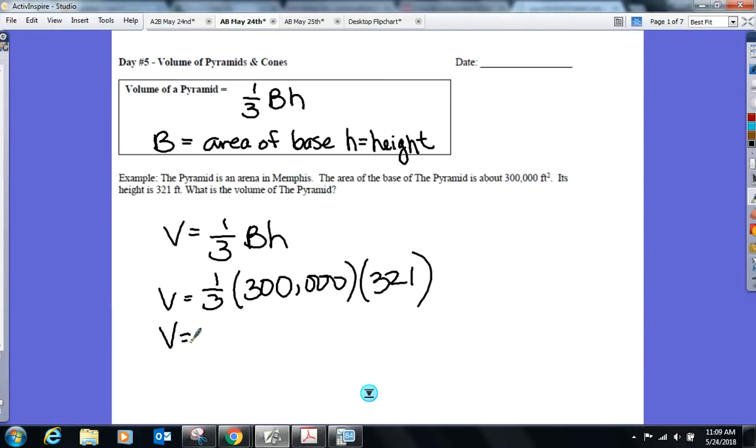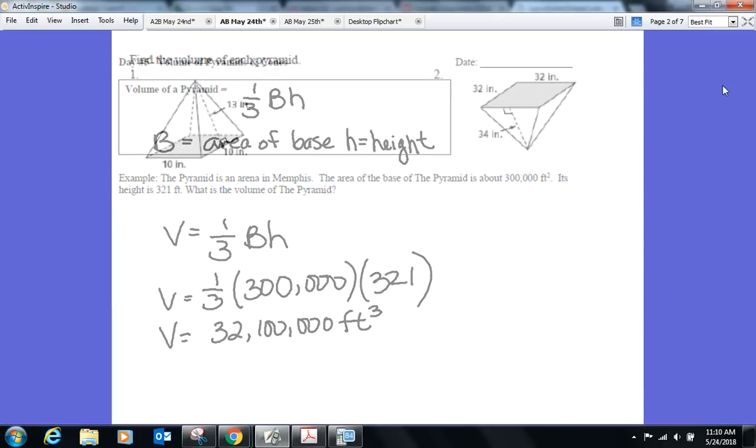And we end up being, I don't think there's need for any rounding directions. Anybody want to try to say that number without saying the digits alone? 32 million, yep, 100,000. Yep, cubic feet, remember, we're doing volume, cubic feet. Questions from you guys? Okay. I want to make sure we're pretty solid here.